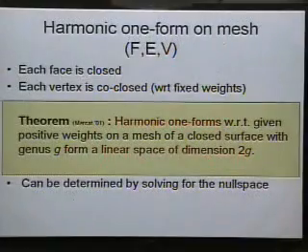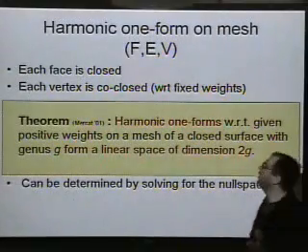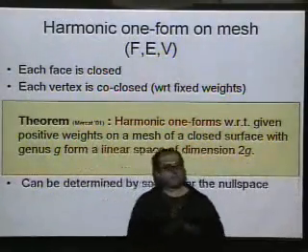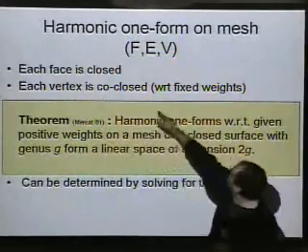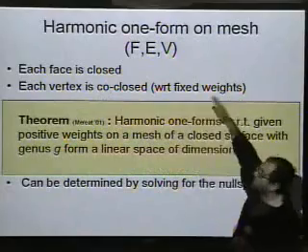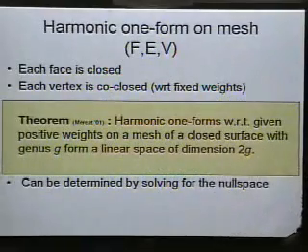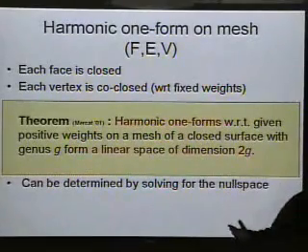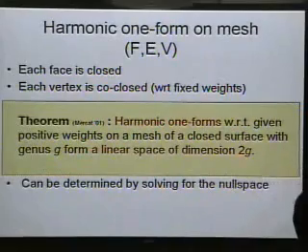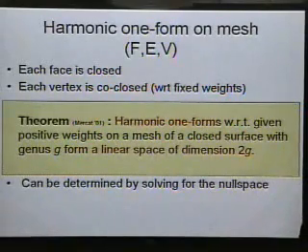All right, now I've got a mesh, and I put a one form on this mesh. Suppose that every face is closed, and every vertex is co-closed with respect to some fixed set of weights that I've chosen in advance. Then we say that this one form is harmonic. So we have a third word. It just means that we're both closed at every face and co-closed at every vertex.